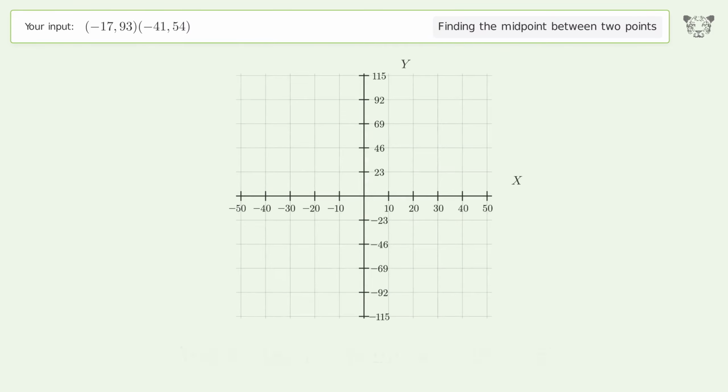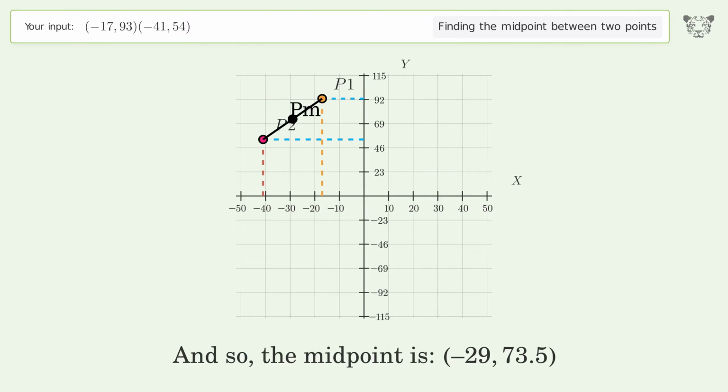And so, the midpoint is negative 29, 73.5.